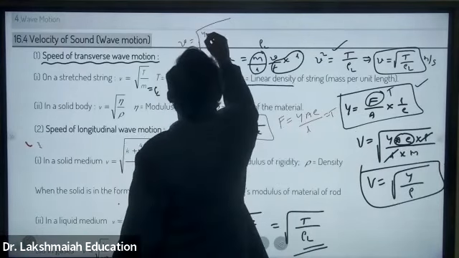Now, speed of longitudinal waves in motion, some correction is there. That correction they have given, the end correction: in a solid medium, V is equal to root over K plus 4 by 3 eta, divided by rho. K is the bulk modulus.